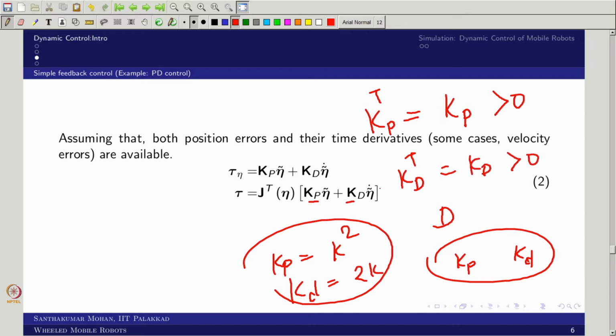The Kd matrix also is supposed to be positive as well as symmetric. Most of the cases we usually take a diagonal matrix, which is very simple. A diagonal matrix with all positive constants will also work. So, now we will move forward.